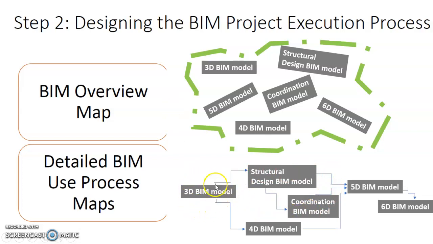So from your 3D BIM model, concurrently you can then develop further to become a structural BIM model. And when you add in the schedule, you can then have the 4D BIM model. And when the contractor starts to come on board, the contractor can take the information from the structural BIM model to carry out certain forms of coordination together with this 4D BIM model. And then after that, you can get the 5D BIM model followed by the 6D BIM model. So that is the intent of this step 2.